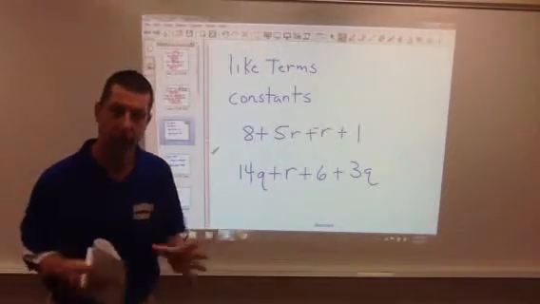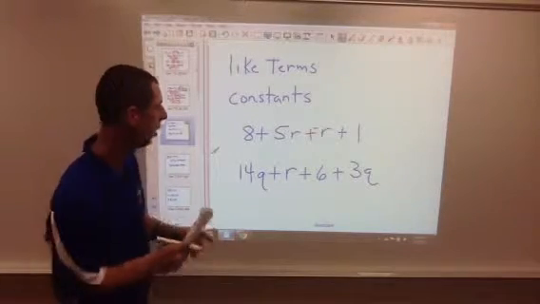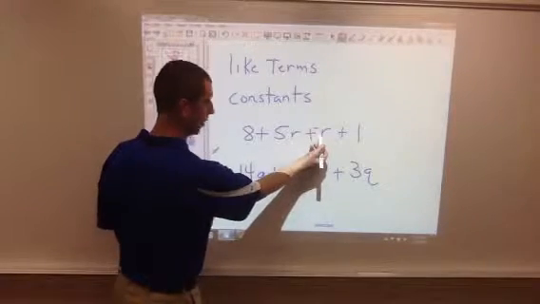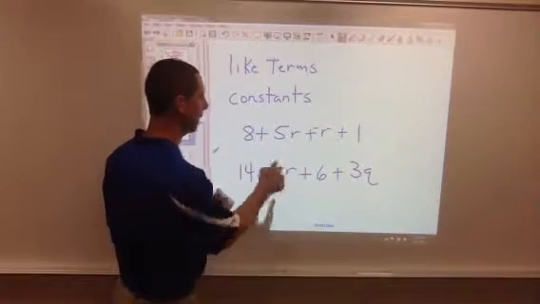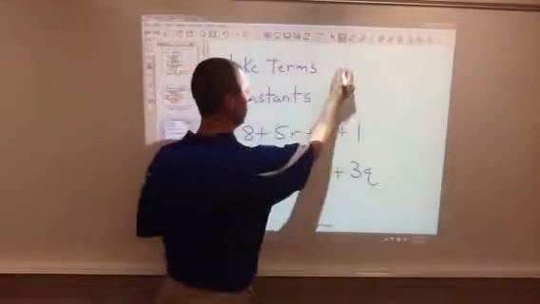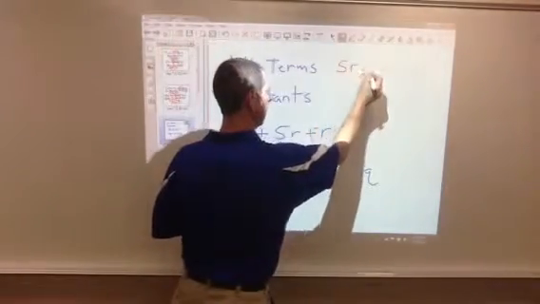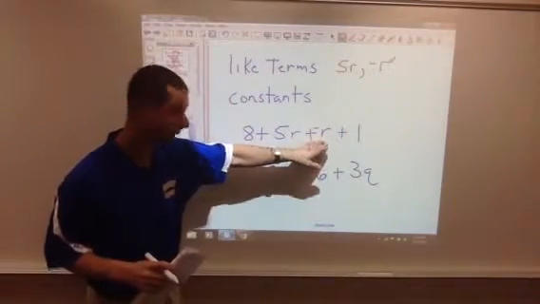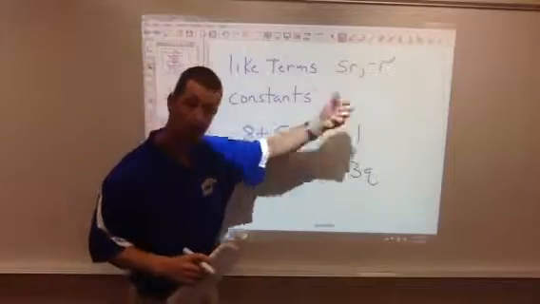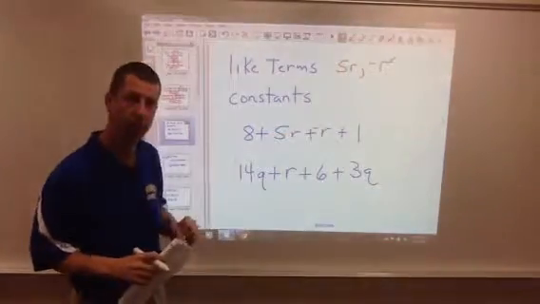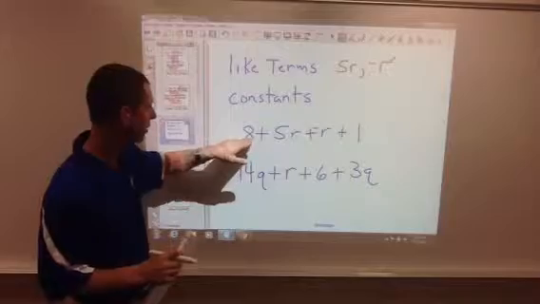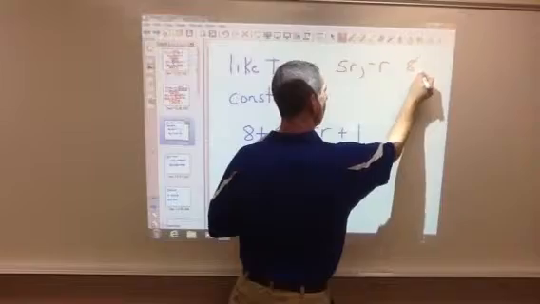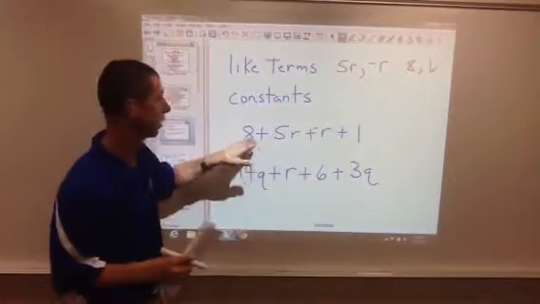Okay, now let's pick out the like terms. The like terms are the things that can be put together, combined together. Well, 5r and negative r are like terms. That's like a negative 1r, by the way. So the like terms in this problem would be 5r and negative r. Now, if you don't add the opposite, you're probably going to put a positive r instead of a negative r, and that would be wrong. So that's why you want to first go through and add the opposite. Another like term in this problem are 8 and 1. Those could be combined. So 8 and 1 would be a like term here as well.